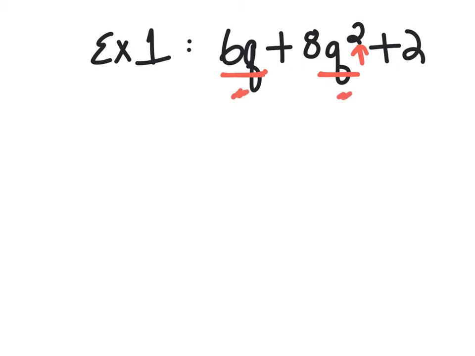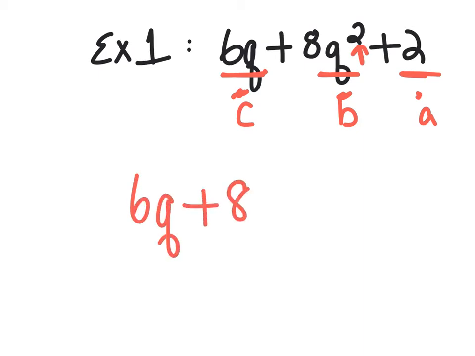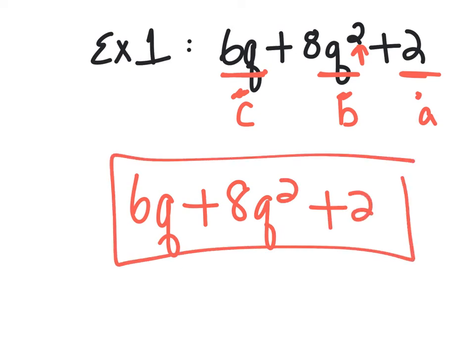The q squared is also the only one of its kind. And then this 2 with no variable is called a constant. There is nothing like it. So this is as simple as it gets. It's like saying we have cherries, bananas, and apples, and we can't combine them all together. So our answer here is kind of tricky. It was just 6q plus 8q squared plus 2. We cannot simplify that anymore.